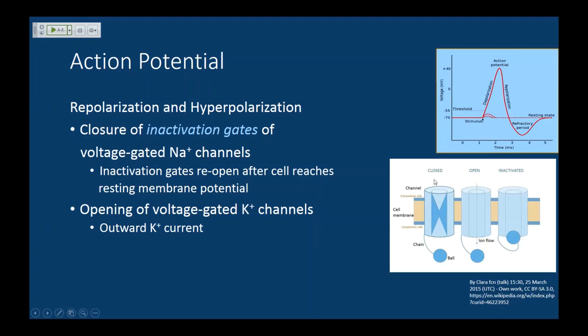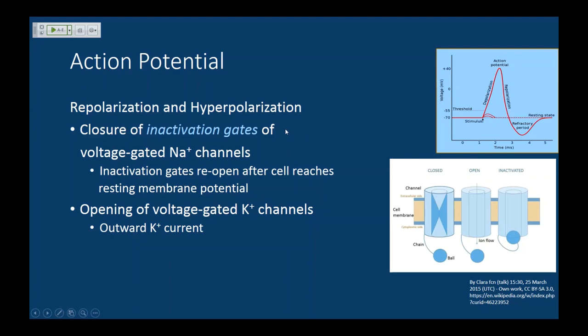The sodium channel will have two gates. It will have an activation gate, which upon opening, after reaching threshold, will allow the influx of sodium ions. And it has an inactivation gate, which is this ball and chain mechanism. After depolarization occurs and the cell reaches a certain membrane potential, the inactivation gate will swing shut and prevent the further influx or efflux of sodium ions. This inactivation gate will remain shut until the cell returns to resting membrane potential. That's very important.